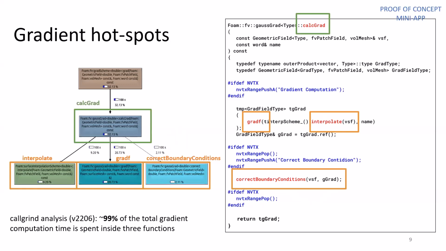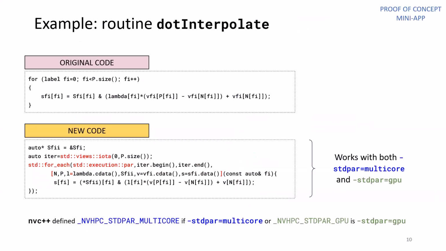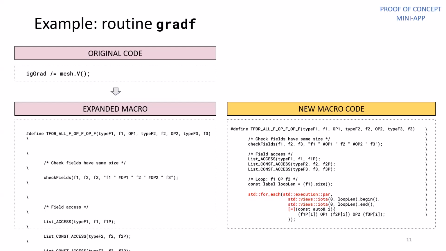An example of code that was modified in order to be executed on GPUs is the dot interpolate function. We changed this code using a standard for_each algorithm, specifying the execution policy and putting the computation inside the lambda. Another code that we translated in order to execute the computation on GPUs is the gradient division. From the KCachegrind output we noticed that this operation was carried out by an expanded macro, and we modified that macro, as in the previous slide, using the standard for_each algorithm, so we are able to divide this field on GPUs.